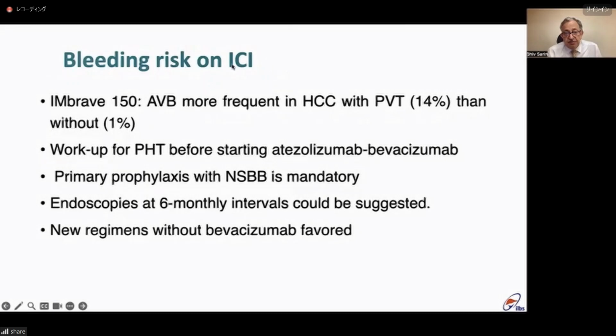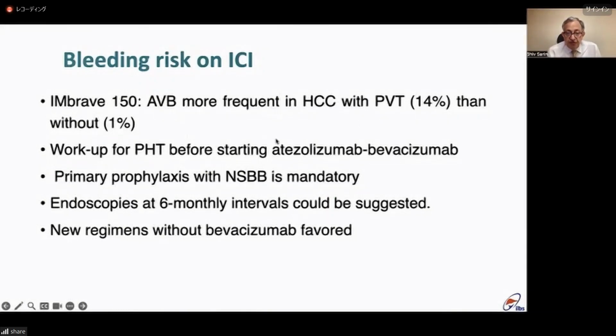Now, the patient is on an immune checkpoint inhibitor. What are the risks in a cirrhotic? In the IMbrave150 study, acute variceal bleed was more frequent in HCC patients with portal vein thrombosis, 14%. But if there is no PVT, you can give atezolizumab and bevacizumab safely. Only 1% risk. But with PVT, it increased to 14%.